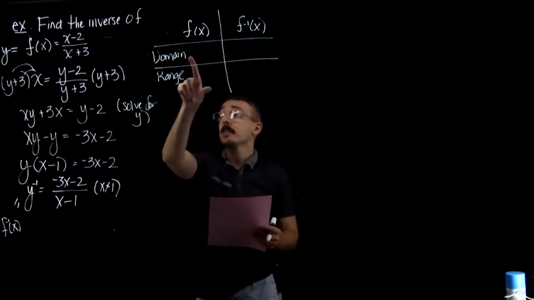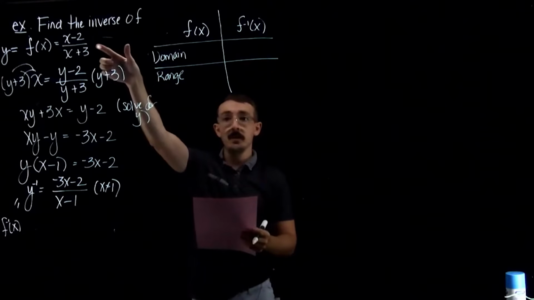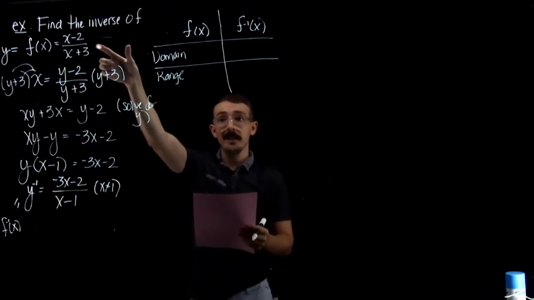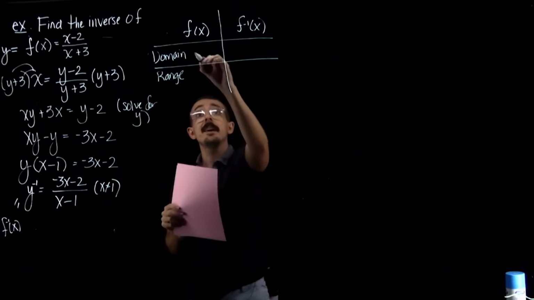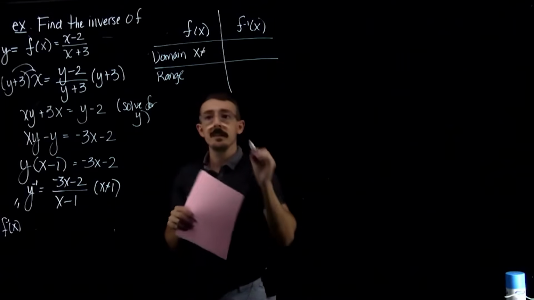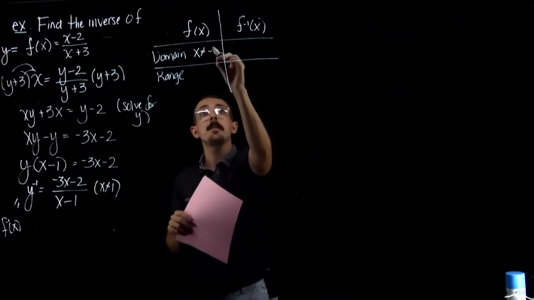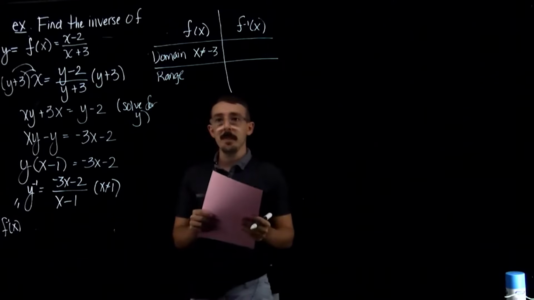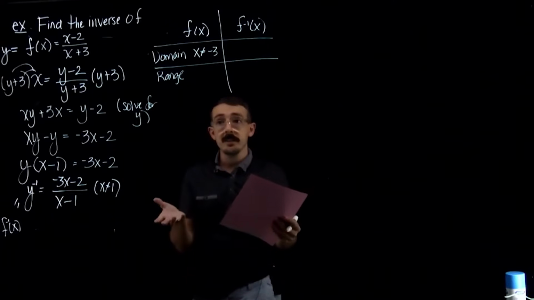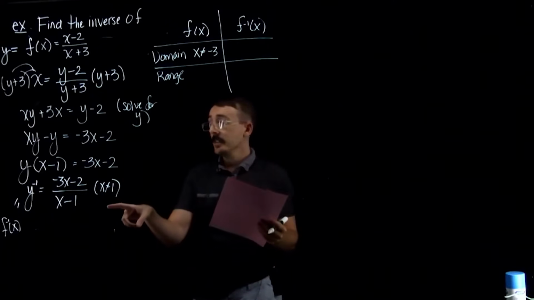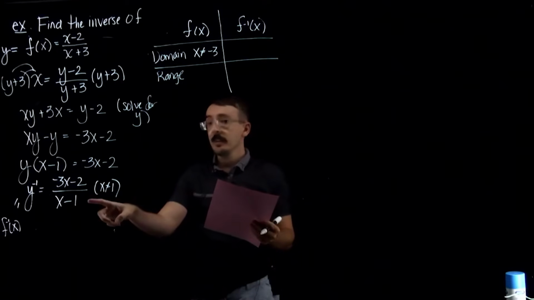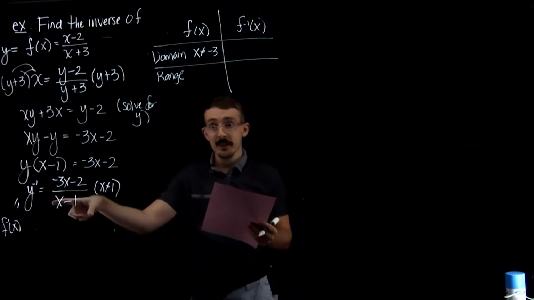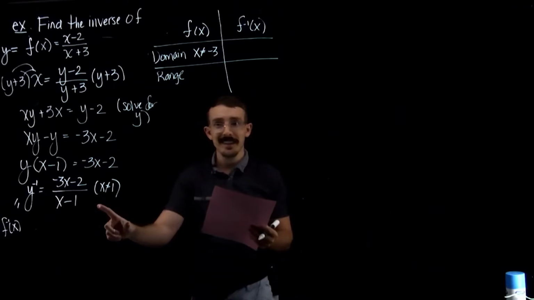What is the domain of the original function? There's one number you're not allowed to plug in, right? X cannot be negative 3. OK. Another one that's pretty easy for us to get is to look at our answer for the inverse, right? What's the domain of the inverse? I actually kind of wrote it here, didn't I? The domain of the inverse function is everything except x can't be 1.